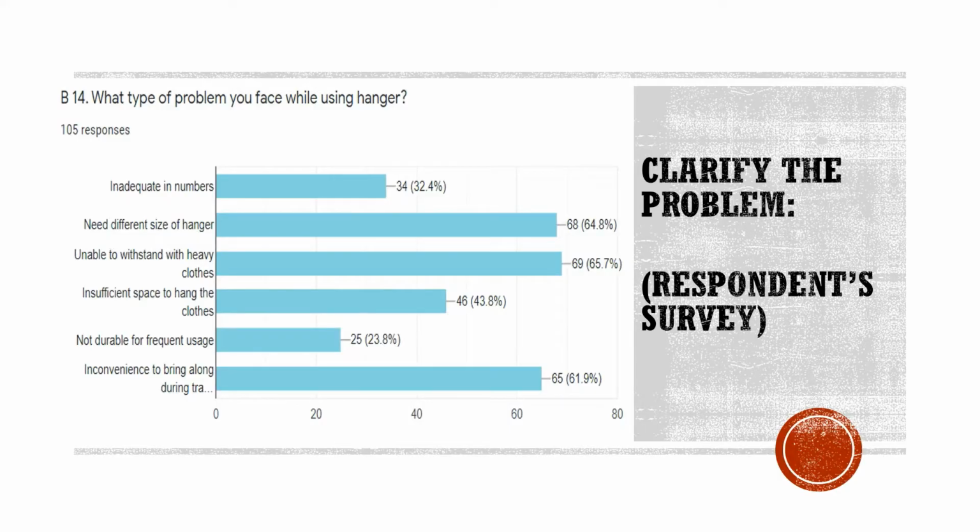In clarifying the problem, about 105 respondents were surveyed on what types of problems they face when using the hanger. From the responses of the 105, we can identify 6 items which contribute to the problem statement.